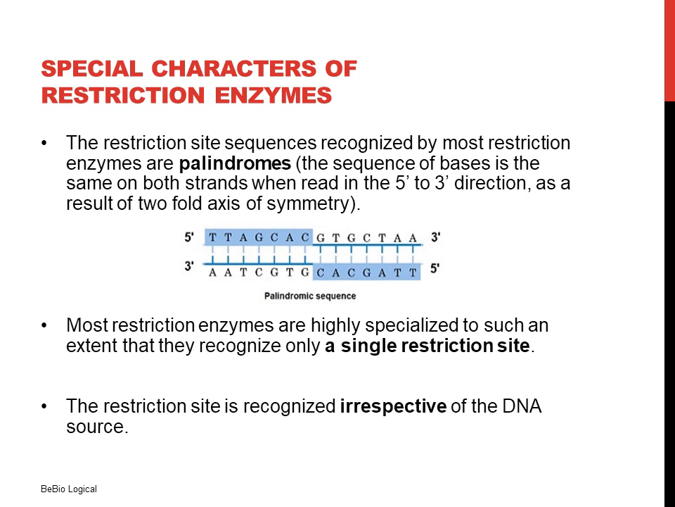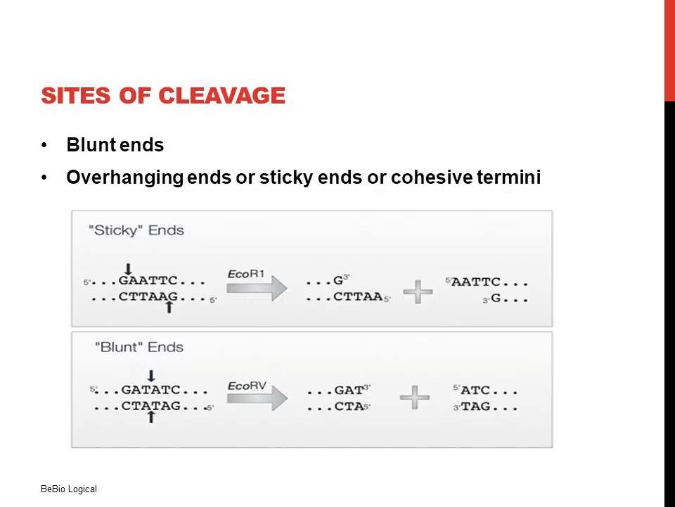Next, the restriction site is recognized irrespective of the DNA source. Rather than cutting DNA indiscriminately, a restriction enzyme cuts only double helical segments that contain a particular nucleotide sequence, known as a recognition sequence, always at the same site. The recognition sequence for the vast majority of restriction endonucleases are normally palindromes.